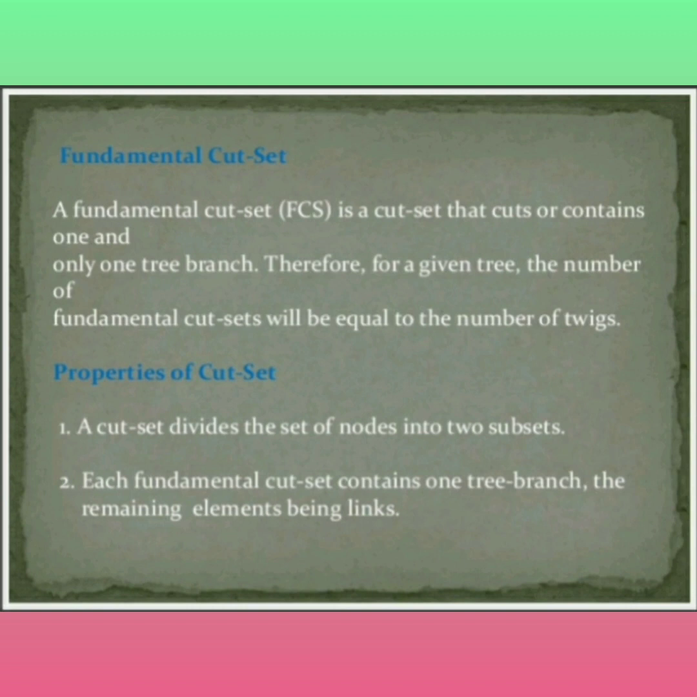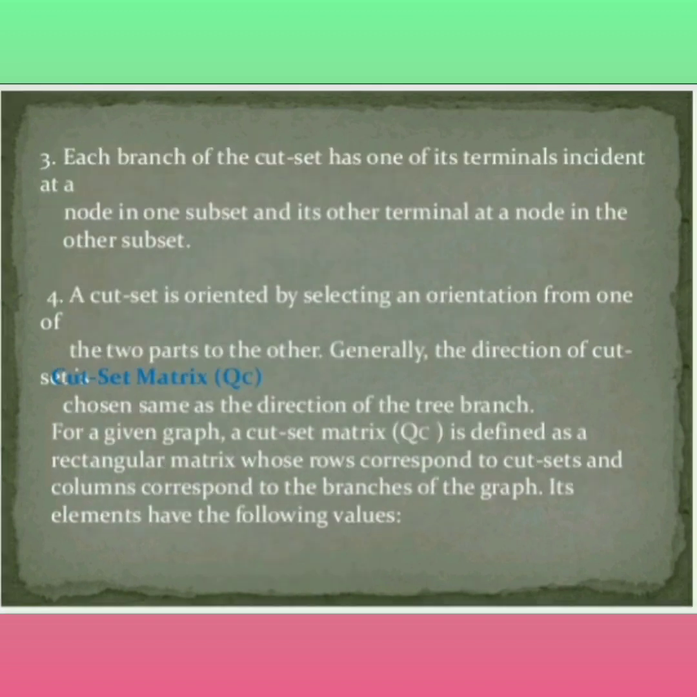Fundamental cut set. A fundamental cut set is a cut set that contains one and only one tree branch. Therefore, for a given tree, the number of fundamental cut sets will be equal to the number of tree branches, or twigs. Properties of a cut set. A cut set divides the set of nodes into two subsets. Each fundamental cut set contains one tree branch, the remaining elements being links.